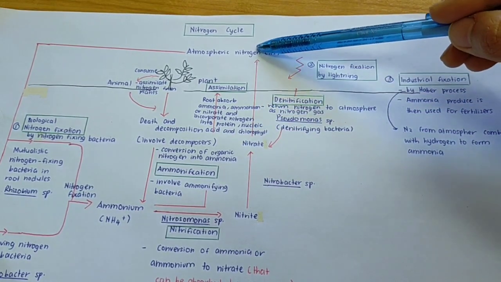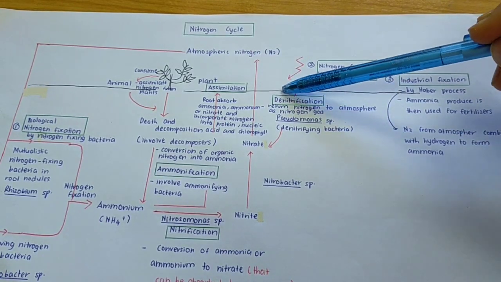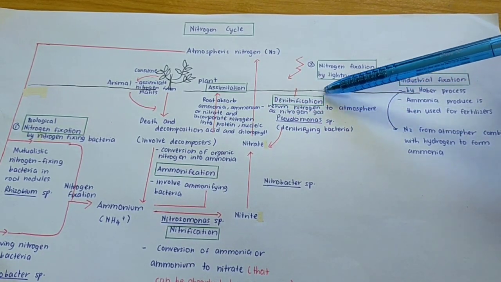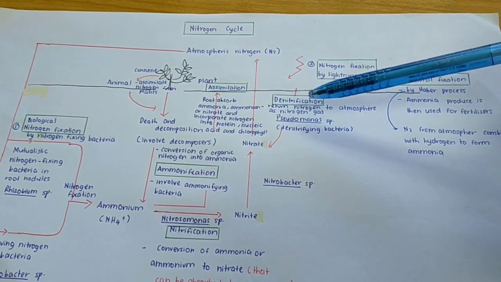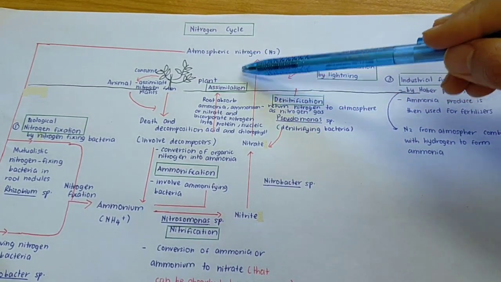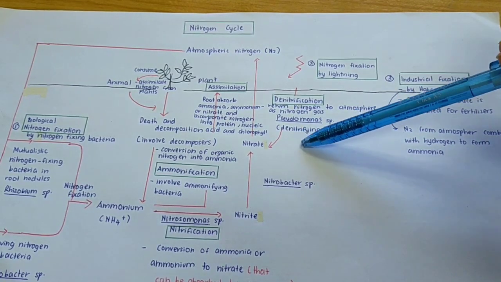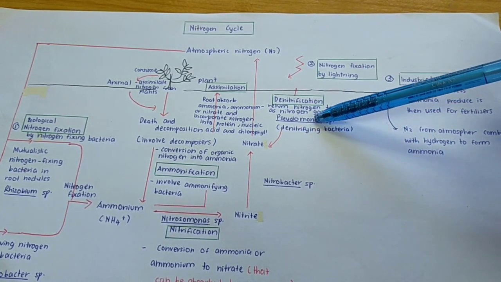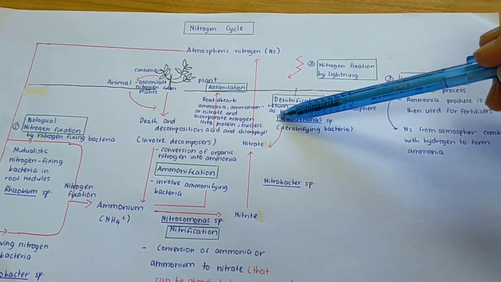And then if you look at here, nitrate also can be returned to the atmospheric nitrogen by the process that we call denitrification. So what is denitrification? It will return nitrogen to the atmosphere as nitrogen gas. So this will involve denitrifying bacteria that we call Pseudomonas species.